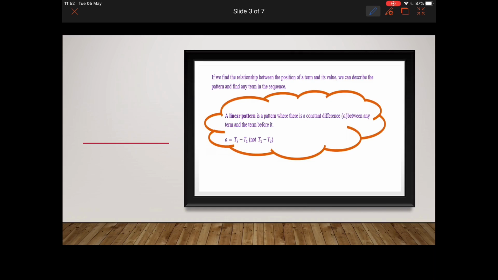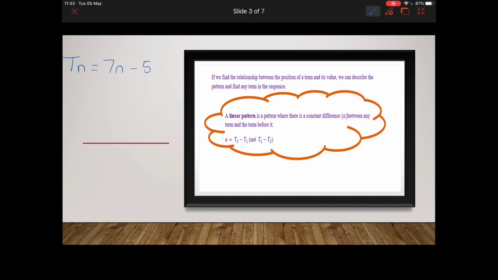Alright, so if we go along, it says there that if we find the relationship between the position of a term and its value, we can describe the pattern and find any term in the sequence. A linear pattern is a pattern where there is a constant difference. Okay, so that constant difference is what we're going to be focusing on today. That constant difference between the term and the term before it. So if I look over here, I say A is equal to T2 minus T1, not the other way around. So if I go back to my original pattern over there, so Tn equals 7n minus 5.